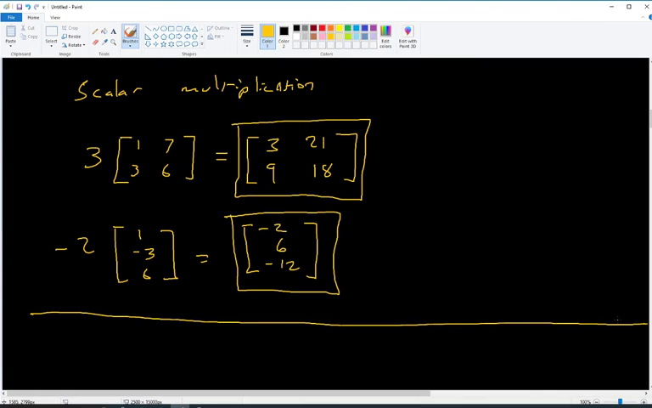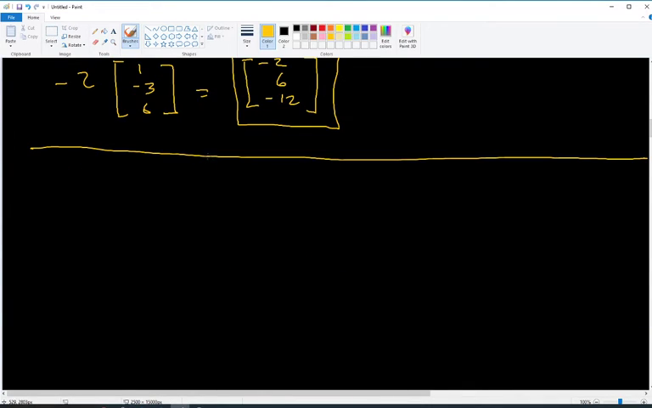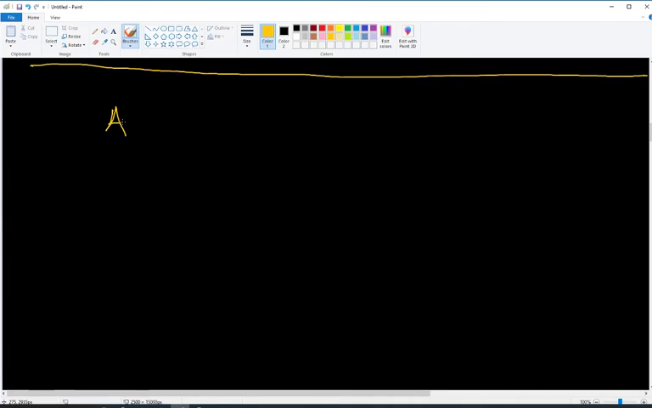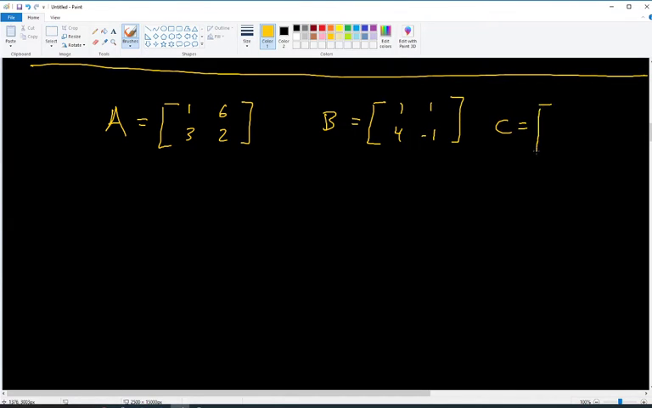So you guys will see some homework problems that deal with regular addition, regular subtraction, and scalar multiplication, and then they put those three topics together. You'll get some where maybe A is the matrix 1, 3, 6, 2. B is the matrix 1, 4, 1, negative 1. And C is the matrix, say, 2, 1, negative 2, 0. And they want us to find what is 2 times matrix A plus 3 times matrix B minus the matrix C. So we want to find this.